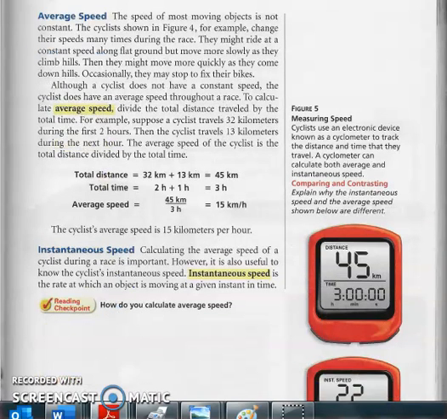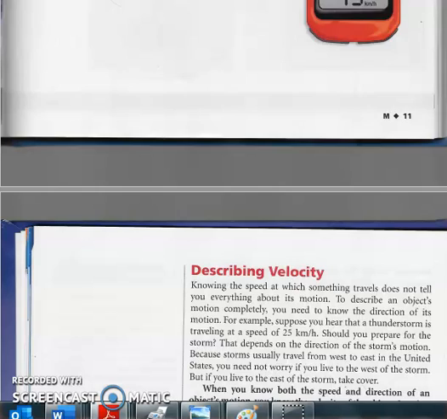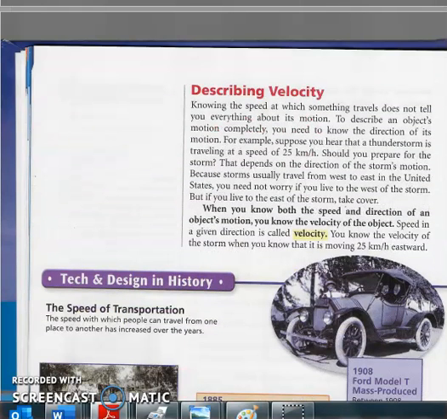Instantaneous speed. Calculating the average speed of a cyclist during a race is important. However, it is also useful to know the cyclist's instantaneous speed. Instantaneous speed is the rate at which an object is moving at a given instant in time. Knowing the speed at which something travels does not tell you everything about its motion. To describe an object's motion completely, you need to know the direction of its motion.